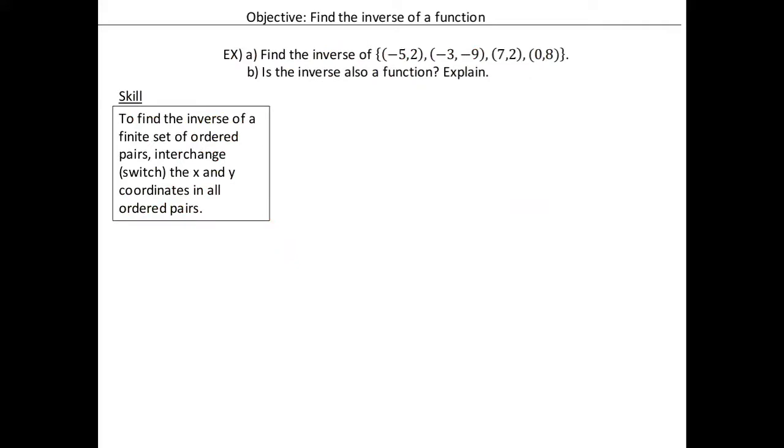All right, so let's look at our first example here. It says to find the inverse of a finite set of ordered pairs, we need to interchange or switch the x and y coordinates in all ordered pairs. So the directions up here say for part A, find the inverse of these coordinate points. And then part B, we have to determine if the inverse is also a function, and we need to explain, okay? So part A, we find the inverse. Part B, we look at the inverse and determine if it's also a function.